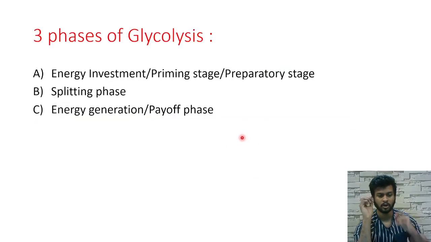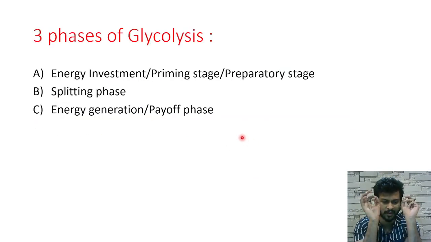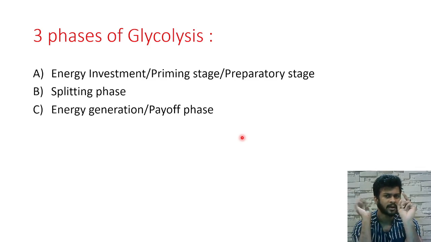There are three phases of glycolysis: energy investment or priming stage, splitting phase, and energy generation. As the name suggests, energy investment means there will be utilization of energy in the form of ATP. In the splitting phase, one molecule of a 6 carbon compound will split into one molecule of a 3 carbon compound and a second molecule of a 3 carbon compound. The name of this 6 carbon compound is fructose 1,6-bisphosphate. It will break down into one molecule of dihydroxyacetone phosphate, of 3 carbon, and one molecule of glyceraldehyde 3-phosphate, of 3 carbon.